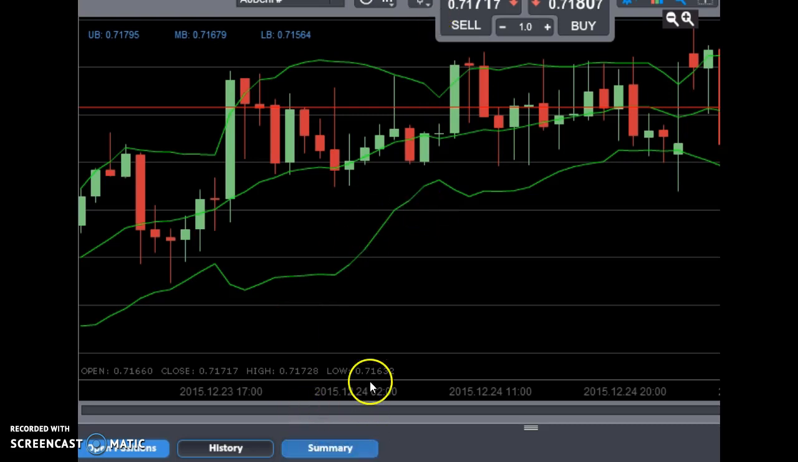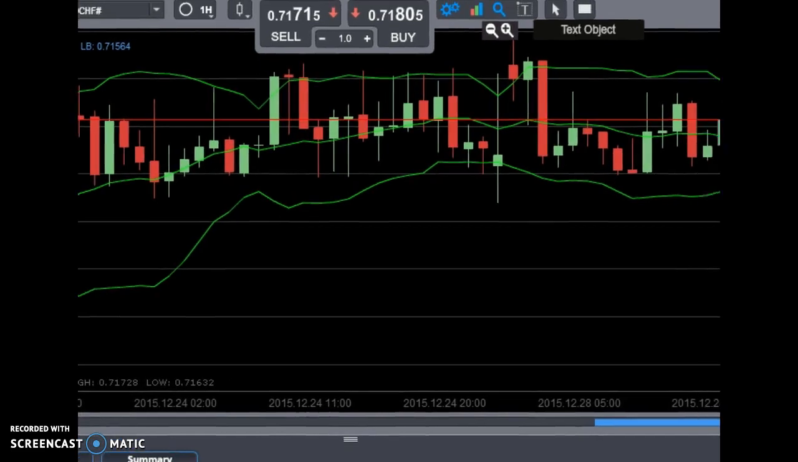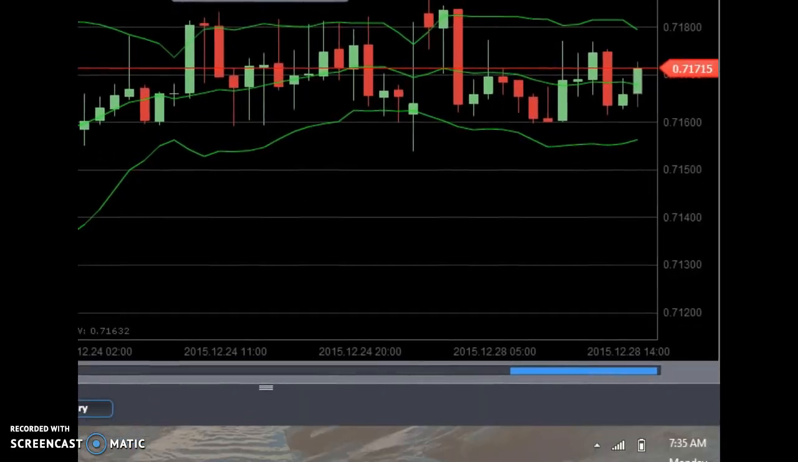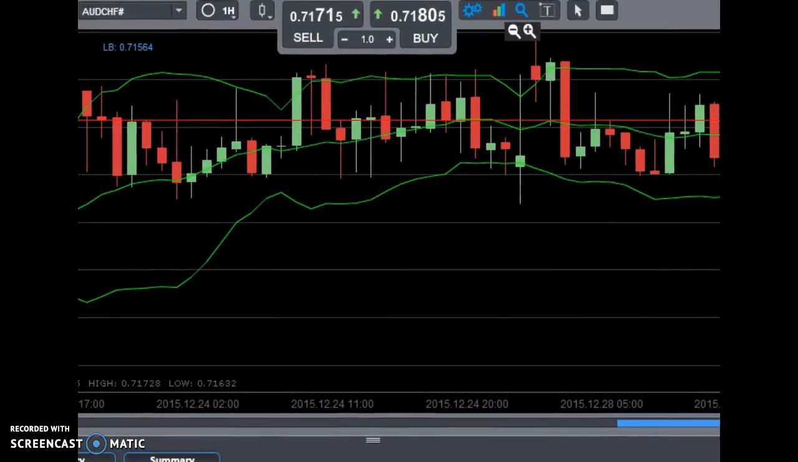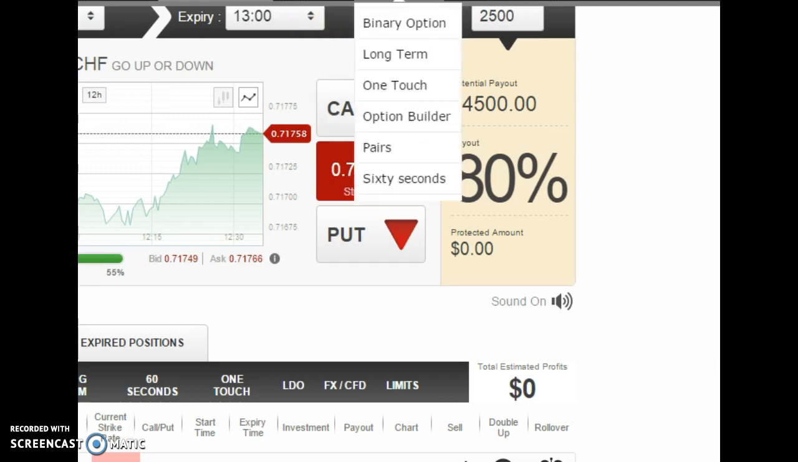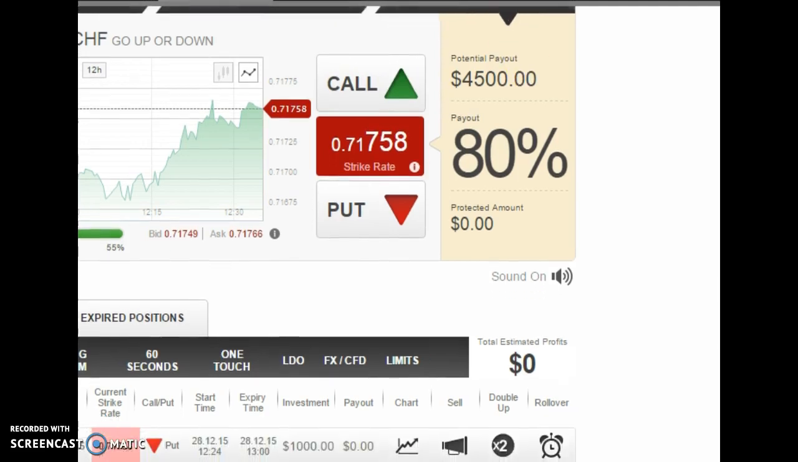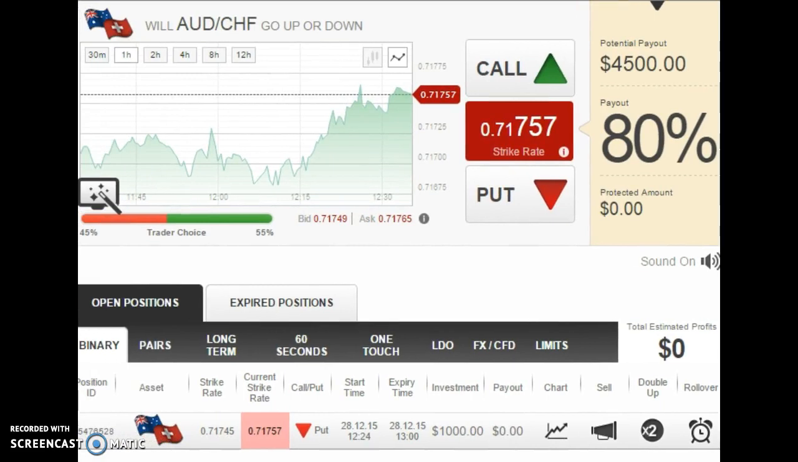Alright, so here's the one that I am looking at here. This is Audi CHF. It is now 7:35. I have already taken a small trade. Let's see. So this one here, you can see it's already against me a little bit. Audi CHF.